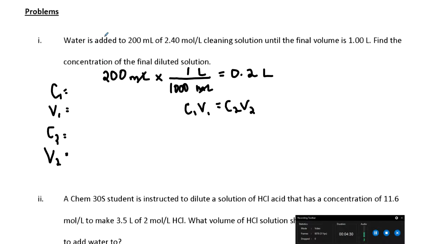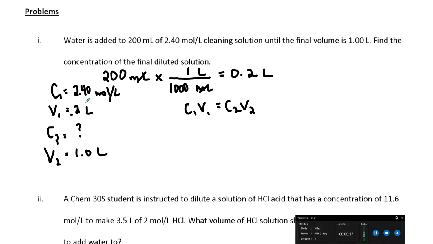Water is added to 200 milliliters of 2.4 moles per liter cleaning solution. That means our initial concentration is 2.4. I know that's the initial because water is being added to it, right? So the C2 and V2 are after the water's been added. The initial volume is 0.2 liters, and water is added until you get a final volume of 1 liter. What is the concentration of the diluted solution?